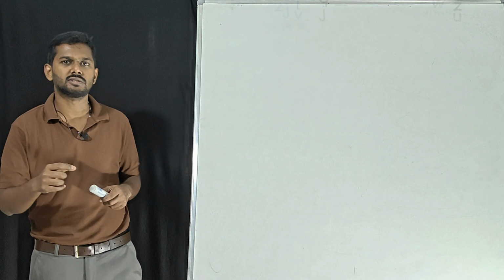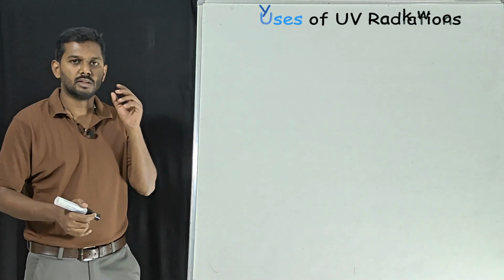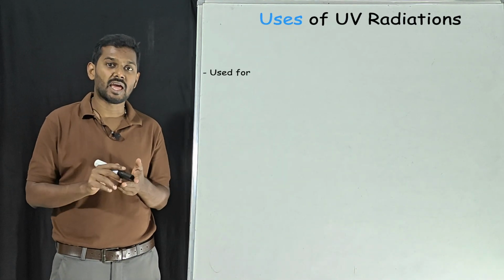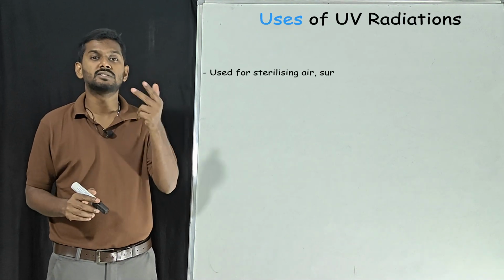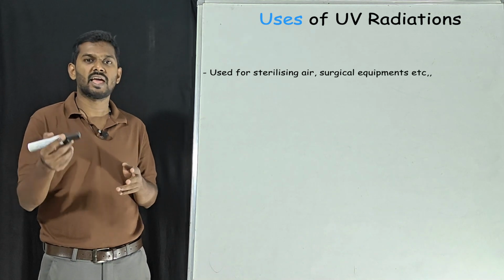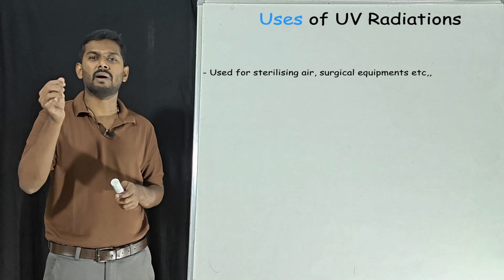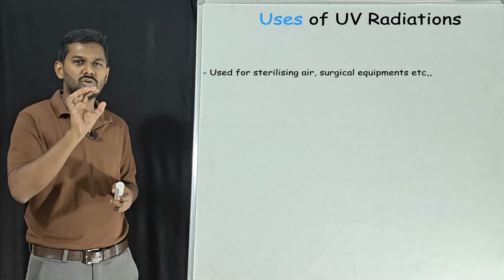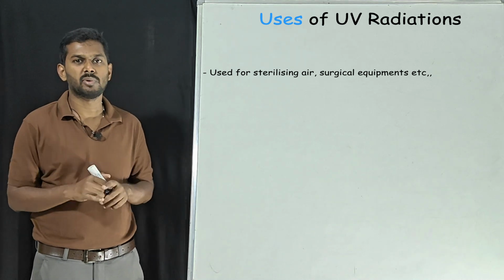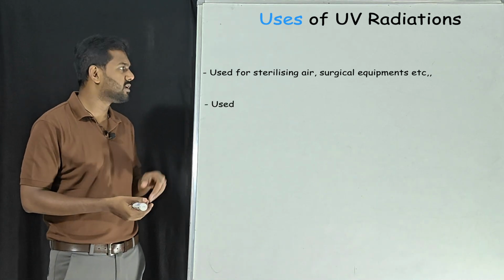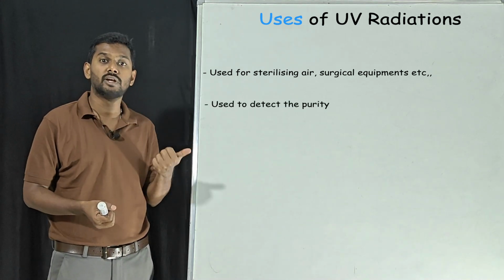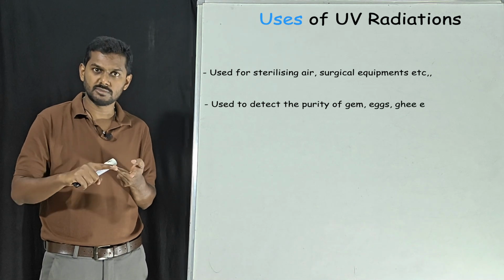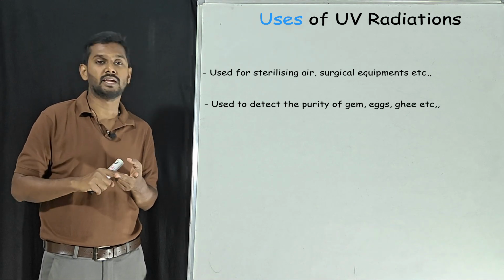Now we learn the uses of UV radiation. These radiations are used to sterilize air and surgical equipments. Sterilizing means killing the microorganisms, just to clean the equipments in a proper way. Next one, these UV radiations are used to detect the purity of gems, egg and ghee also.